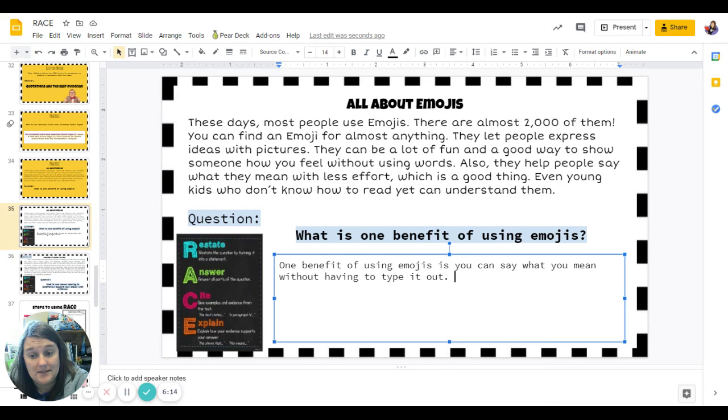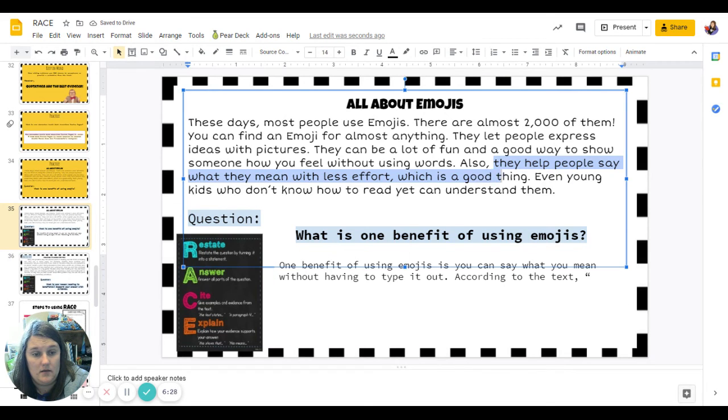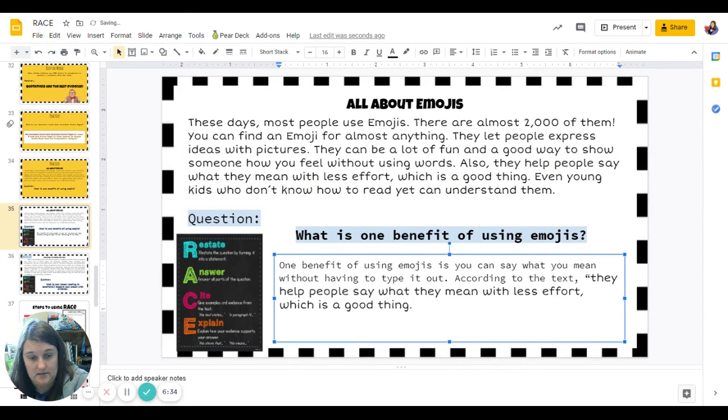Next, I'm going to choose an evidence sentence starter. According to the text, and this is where I'll get my quote, okay? So notice I have quotation marks, okay? I'm gonna copy that and paste it, and there's my quote. So now I have most of my answer. Tomorrow we'll add the last bit on, but notice I have one benefit of using emojis is that you can say what you mean without having to type it out. According to the text, there's my evidence sentence starter. They help people say what they mean with less effort, which is a good thing, okay?